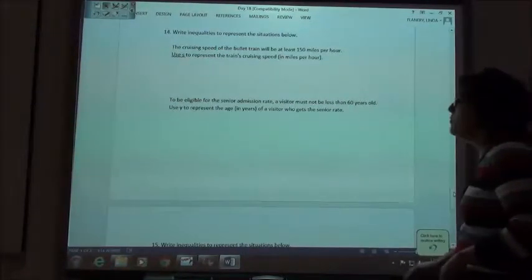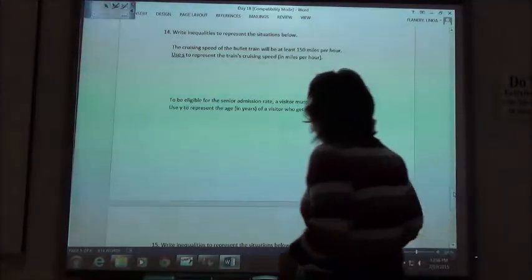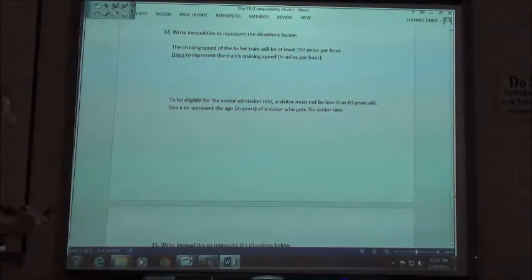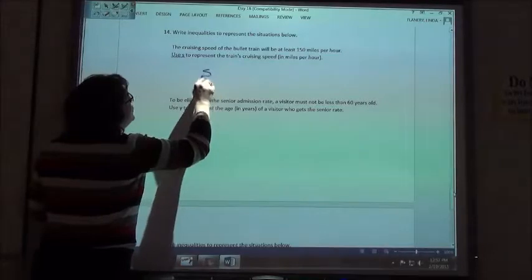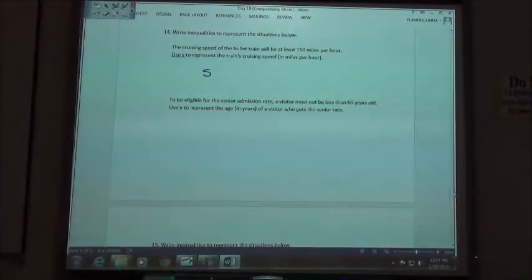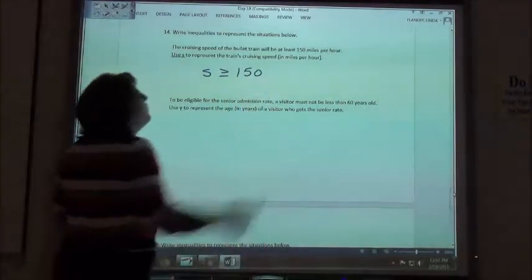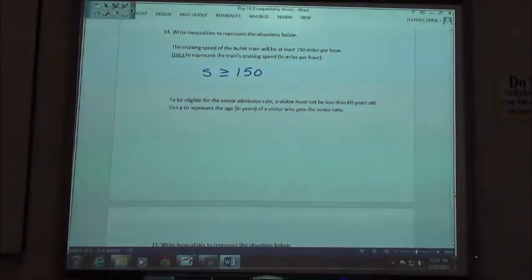Number 14, the cruising speed of the bullet train will be at least 150 miles per hour. Use S to represent the train's cruising speed. So at least would be greater than or equal to, because it could be the 150. So greater than or equal to 150 is what at least means.